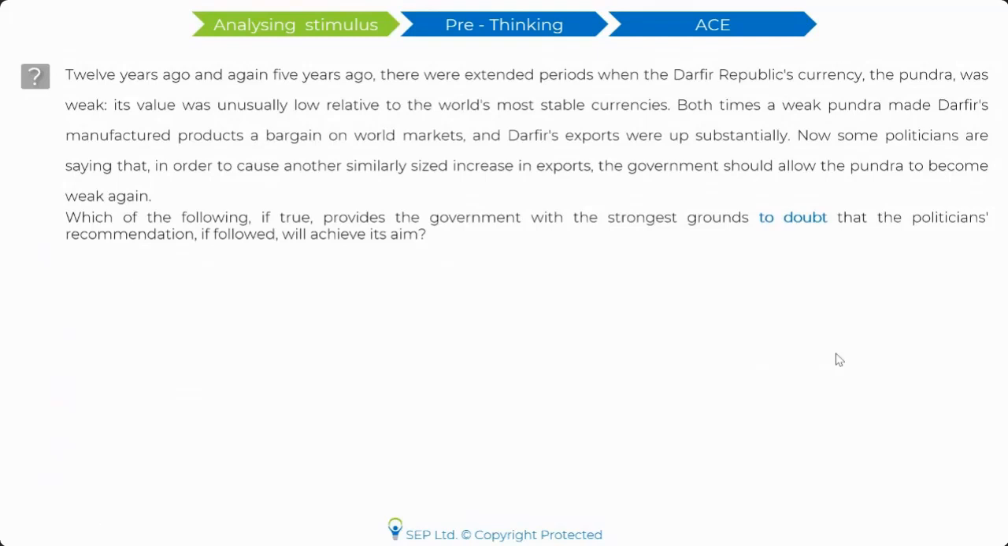When the Darfur Republic, so Darfur Republic is probably some country, when the Darfur Republic's currency, the Pundra, so we are saying in the past, twice, there were periods when the Pundra was weak, the currency was weak. So the currency was weak 12 years ago, the currency was weak 5 years ago. All right? Okay? Clear on this?